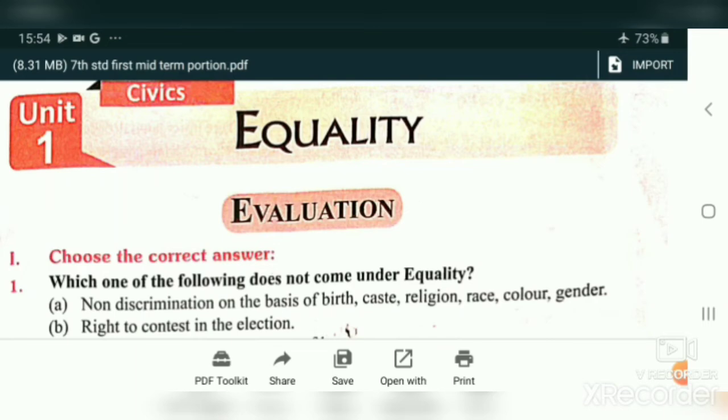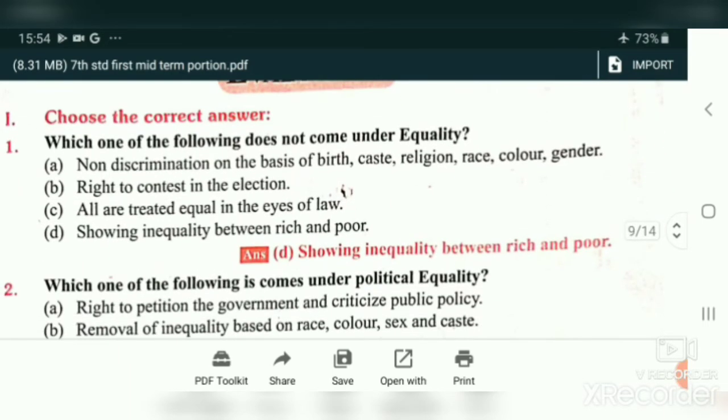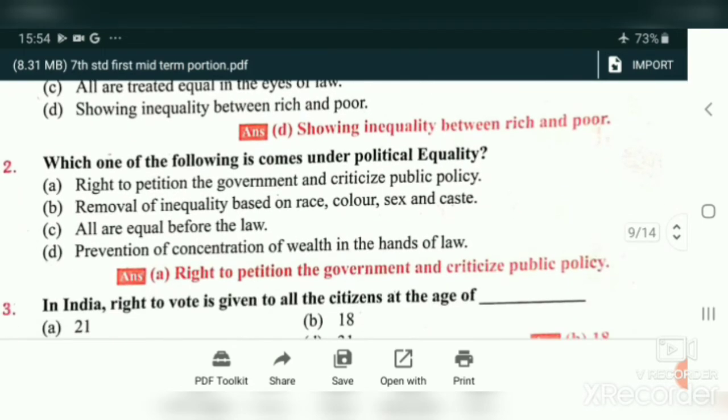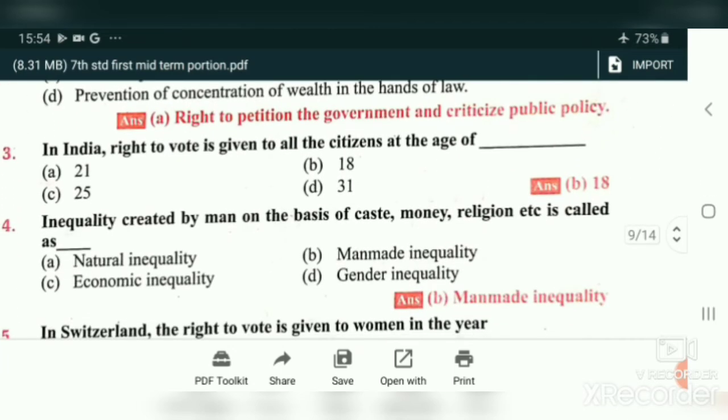Then civics, equality. Choose the correct answer. Which one of the following does not come under equality? Showing inequality between rich and poor does not come under equality. Which one of the following comes under political equality? Right to petition the government and criticize public policy. In India, right to vote is given to all citizens at the age of 18. It's an important one.